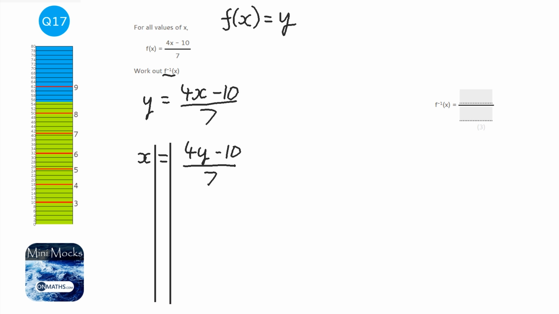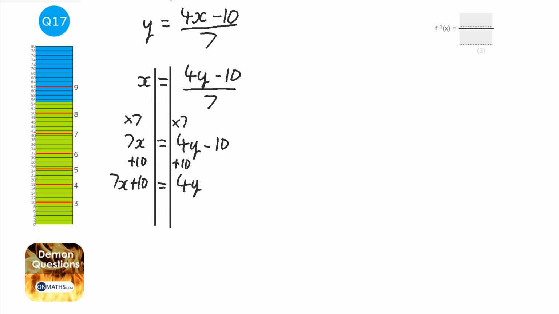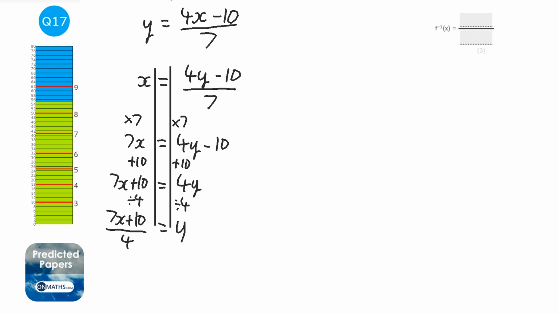So the first thing I'm going to do is times both sides by 7 to get rid of the fraction. So we've got 7x equals 4y minus 10. Then I'm going to add 10 both sides. So we've got 7x plus 10 equals 4y. And then I'm going to divide both sides by 4. So I've got 7x plus 10, all of that over 4, equals y.